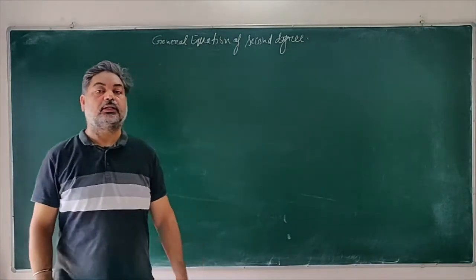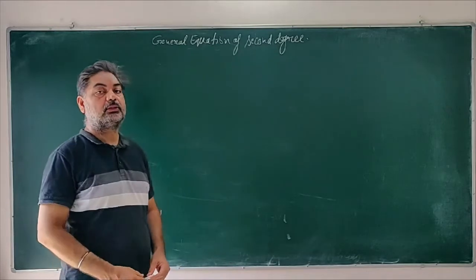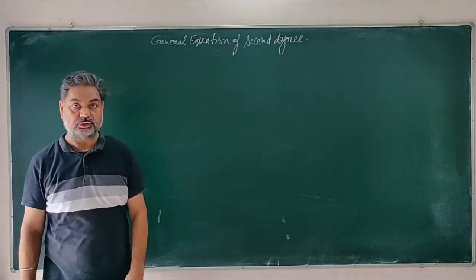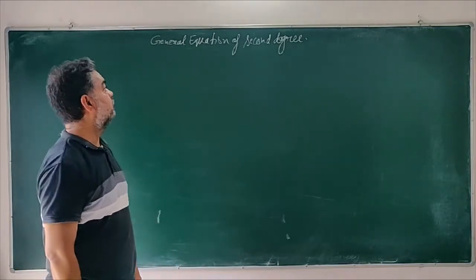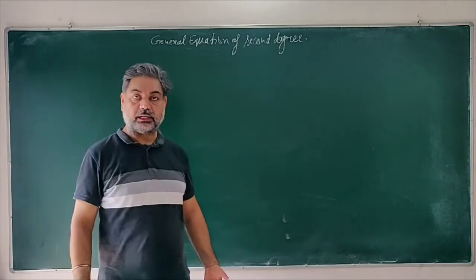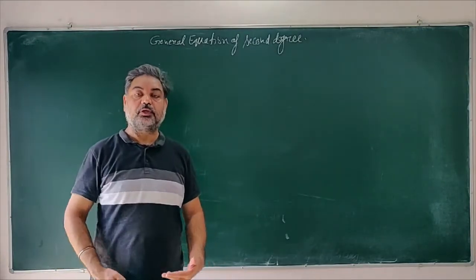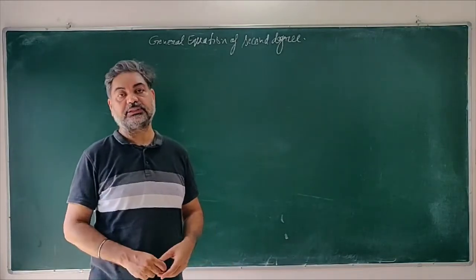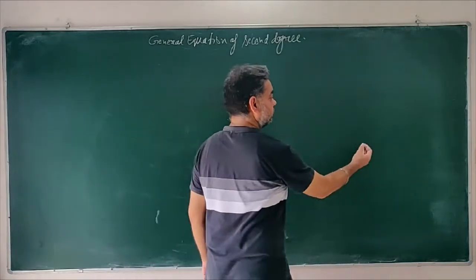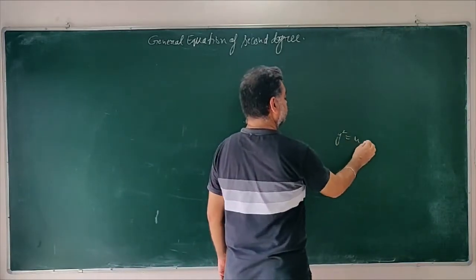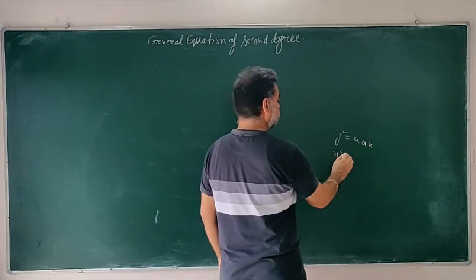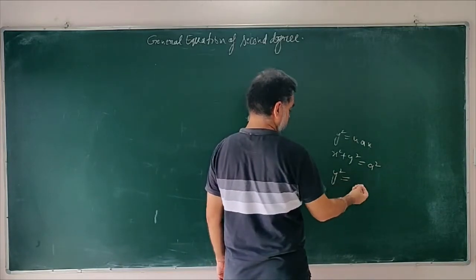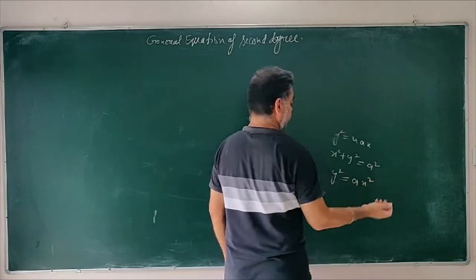Hello students, welcome to the second lecture on the classification of curves based on the general second degree equation. We know that the equation of a parabola or ellipse or hyperbola or a pair of straight lines or circle, all these equations are second degree equations in x and y. The equation of a parabola is of this type, y square is equal to 4ax. The equation of the circle is of this type, x square plus y square is equal to a square. The equation of a pair of straight lines is of this form.